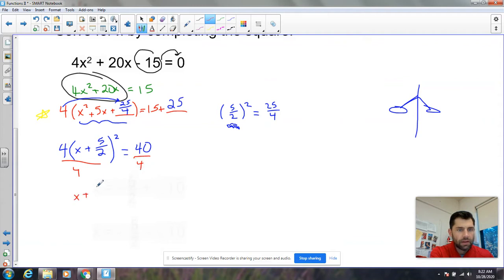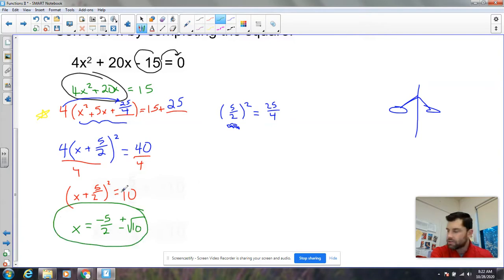I have x plus 5/2 squared equals 10. Square root both sides. Subtract 5/2. I'll do that kind of in one step. So we have negative 5/2 plus or minus the square root of 10. So there's my answer to this completing the square process. So we're going to use that when we do our vertex form of a parabola.